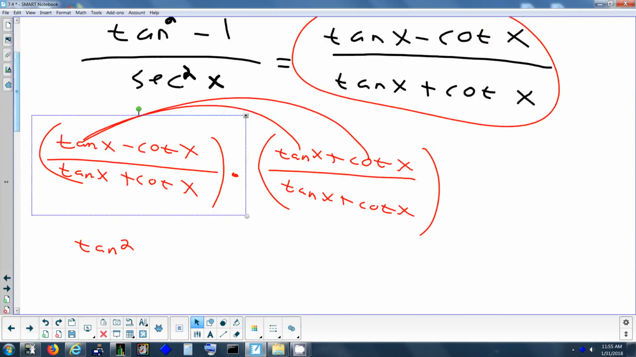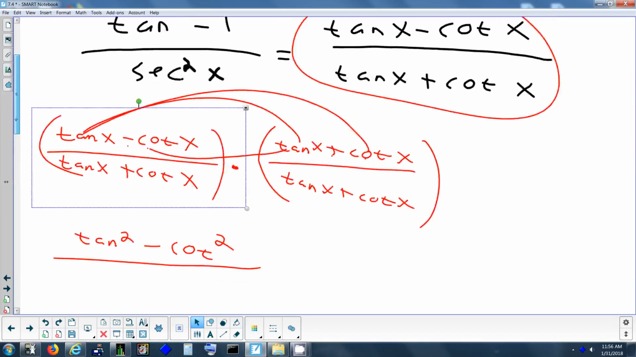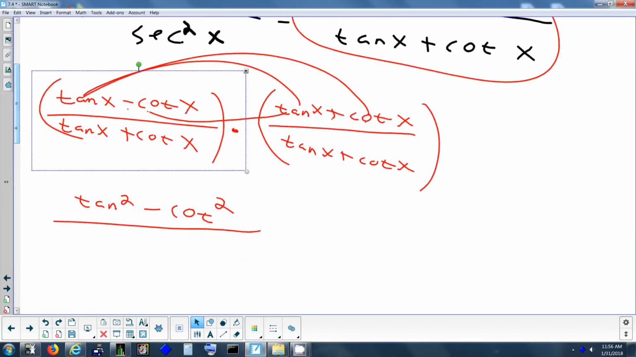Tangent times positive cotangent. Tangent times negative cotangent. What happens there? They cancel. Negative times positive is a negative. And what's cotangent times cotangent? Cotangent squared. Cotangent squared. Okay. Any question on the top?